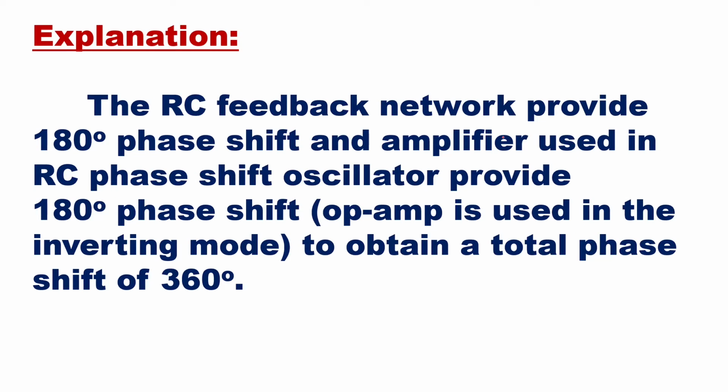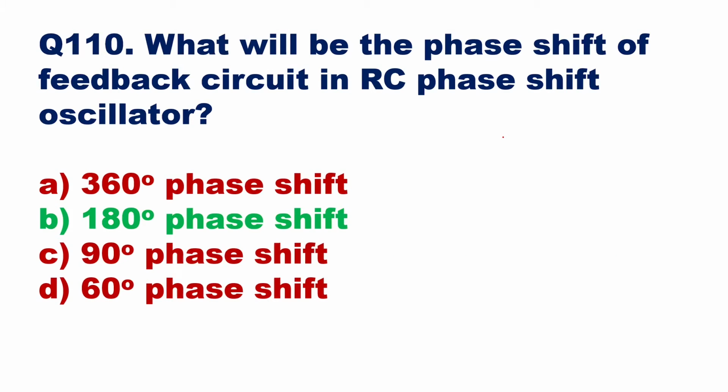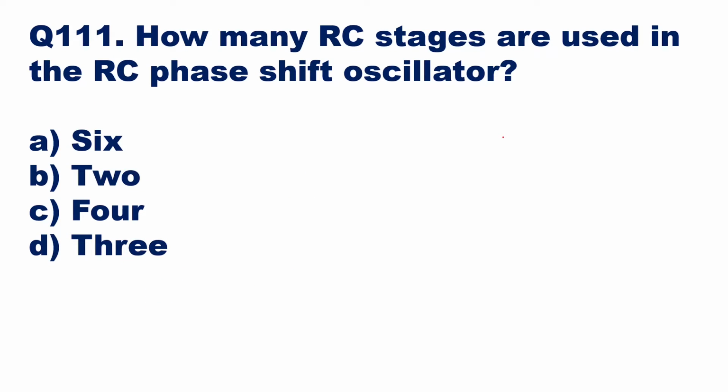The RC feedback network provides 180 degree phase shift, and amplifier used in RC phase shift oscillator provides another 180 degree phase shift. Op-amp is used in the inverting mode to obtain a total phase shift of 360 degree. So here you can see that option B, that is 180 degree phase shift, is introduced by the feedback network in the RC phase shift oscillator. Then we'll go to question number 111.